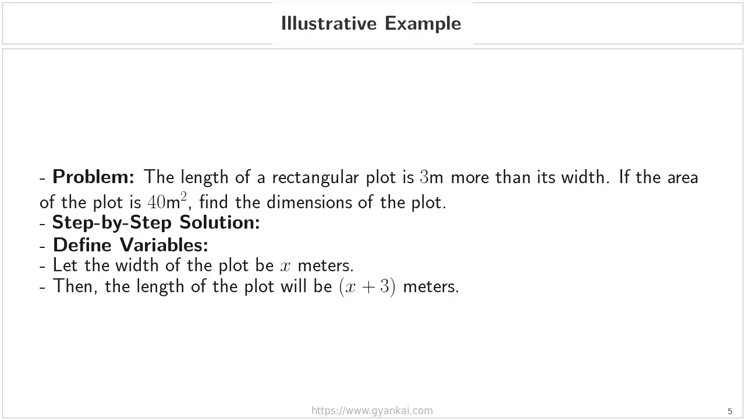Now that we understand the theory behind distinguishing between mathematical roots and physical reality, let's put this into practice with an illustrative example.